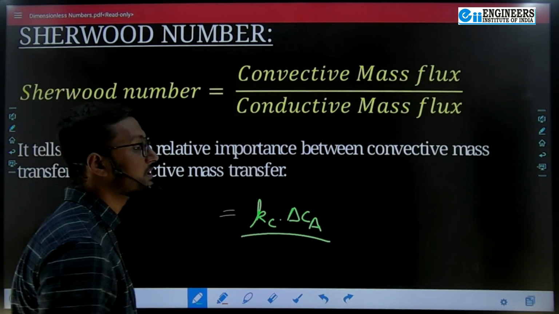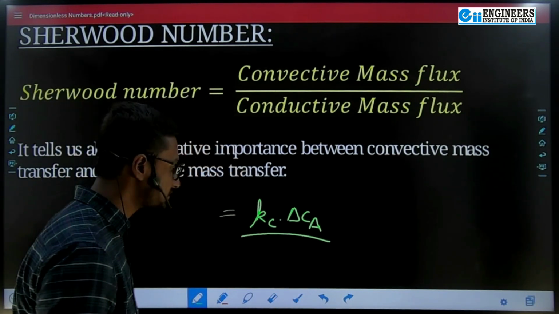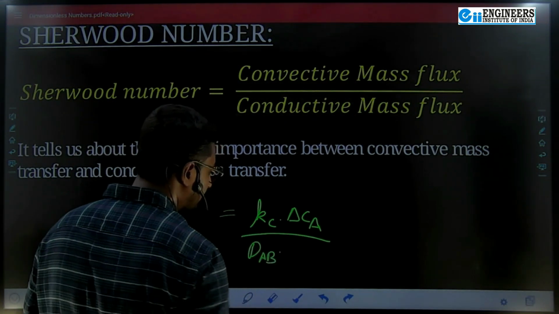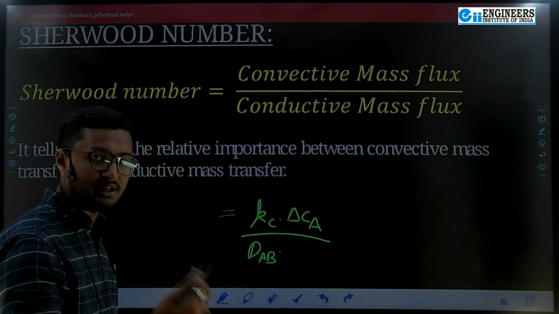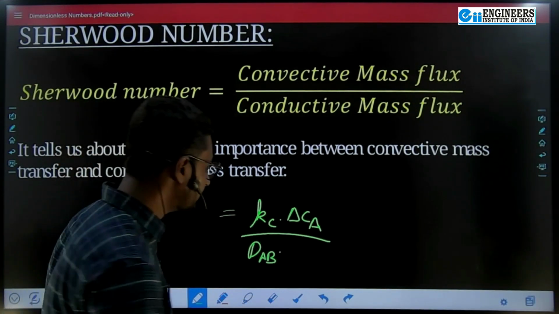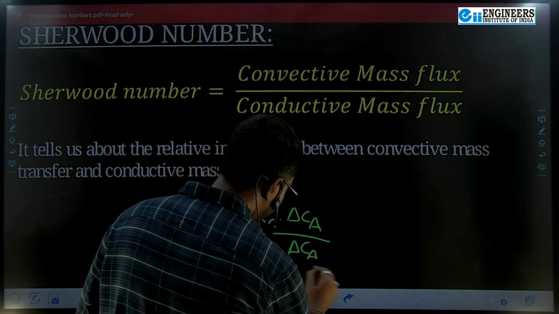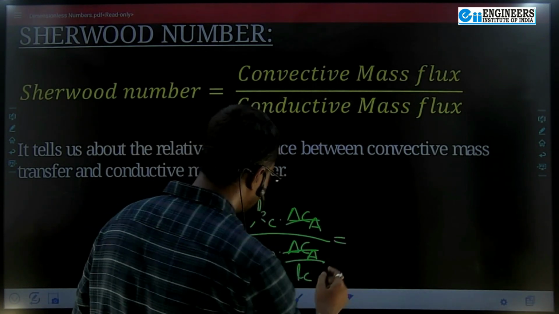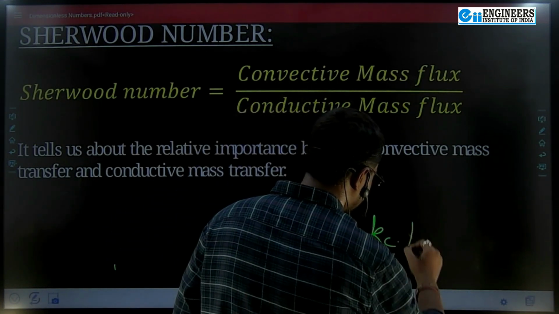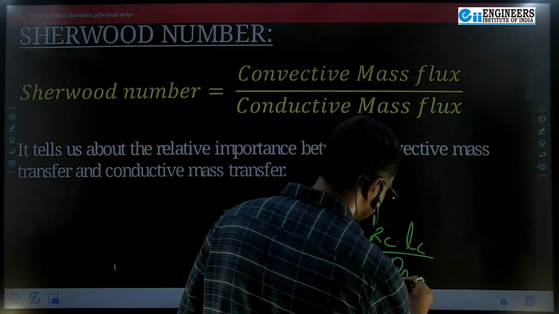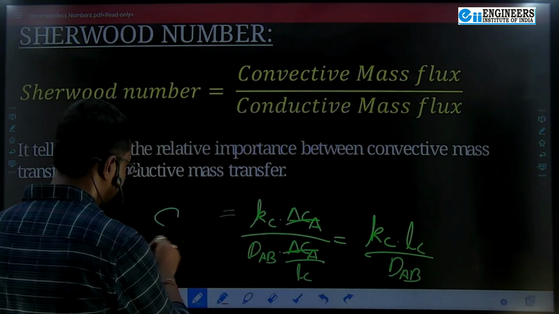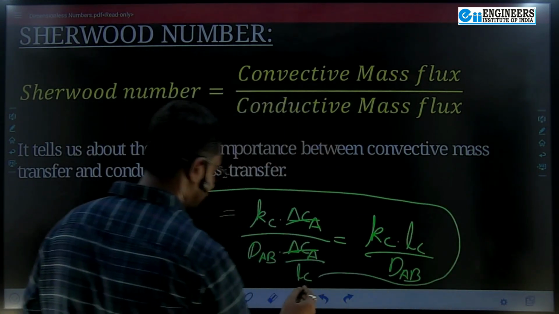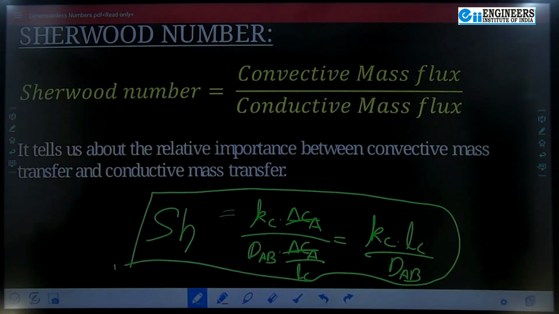And conductive mass flux, how is it defined? Through Fick's law of diffusion. So it is DAB into delta Ca, that is, minus DAB into dCa by dz, that is delta Ca, divided by Lc. So from here this will get cancelled, and it will turn out to be Kc into Lc divided by DAB. So this is the formulation of our Sherwood number. It is Kc into Lc divided by DAB. Clear? So this is Sherwood number.